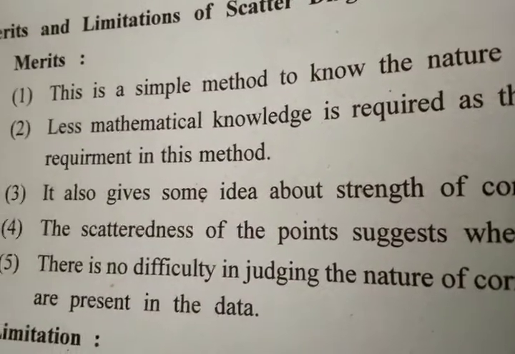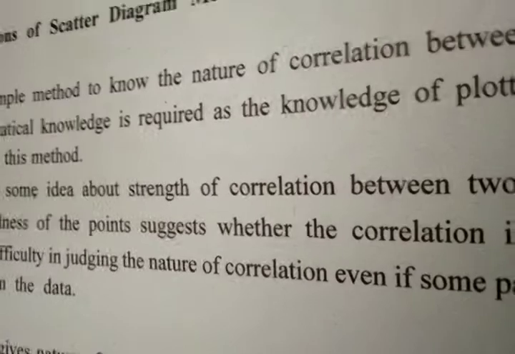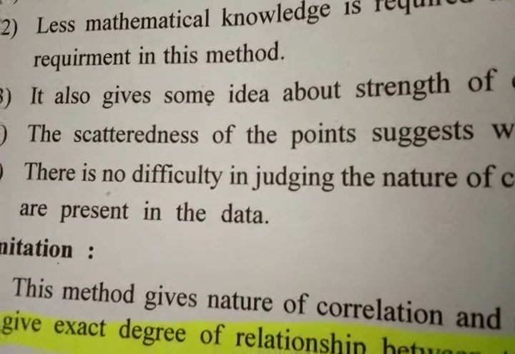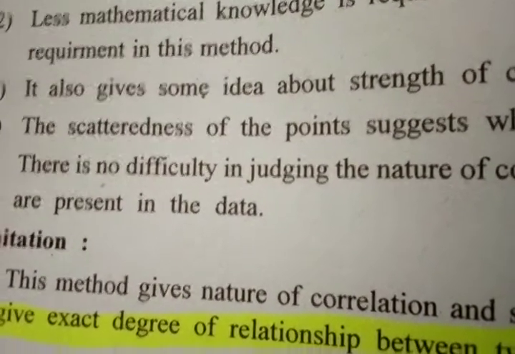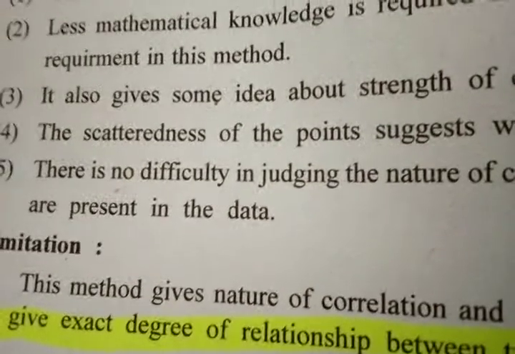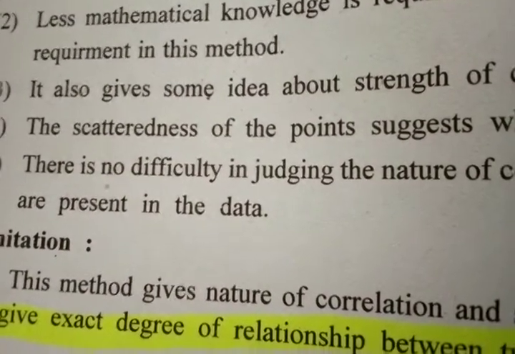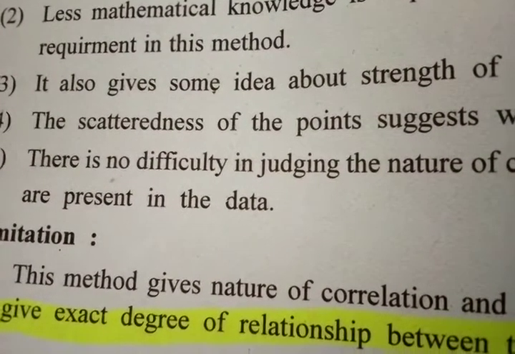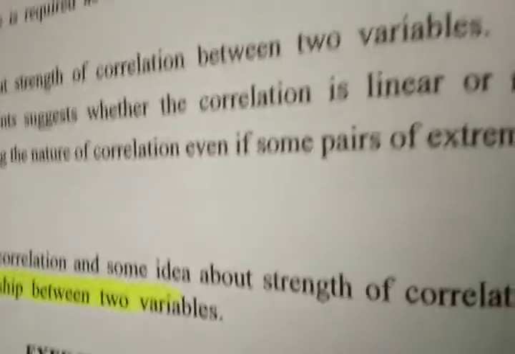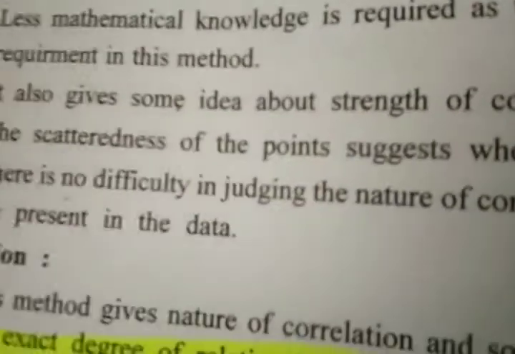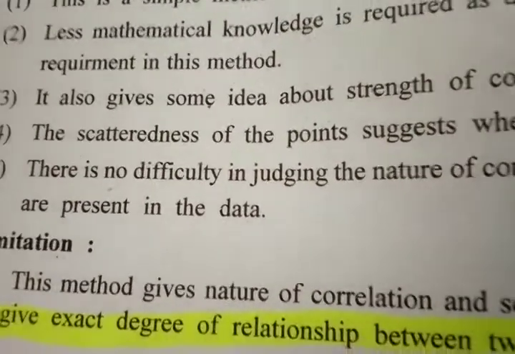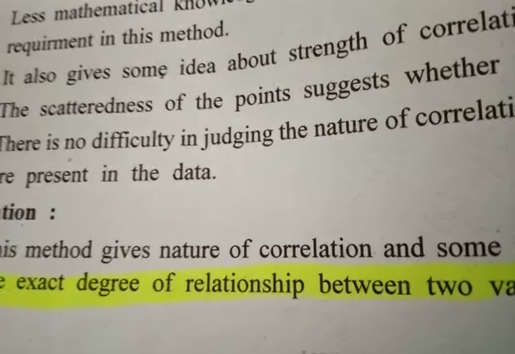Number 3, it also gives some idea about strength of a correlation between the variables. So if there are two variables, from the diagram we can find out the strength, whether there is high degree of correlation or not. If it's a straight line or closely around a straight line, then we can say it's high degree of correlation, whether positive or negative. The scatteredness of the points suggests whether the correlation is linear or not. So if it is coming in a line or not, that we can find out depending on the scatteredness of the points. There's no difficulty in judging the nature of correlation in this particular case.